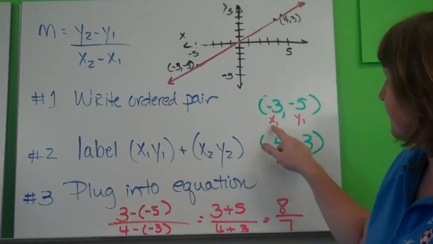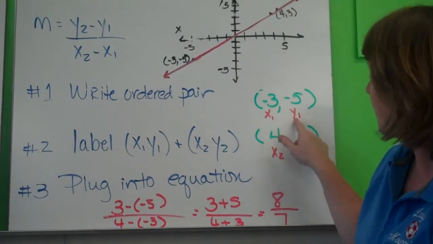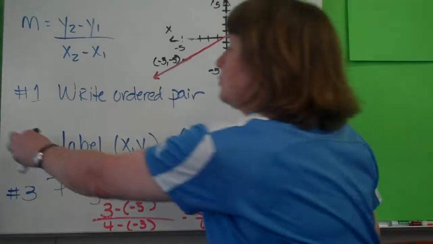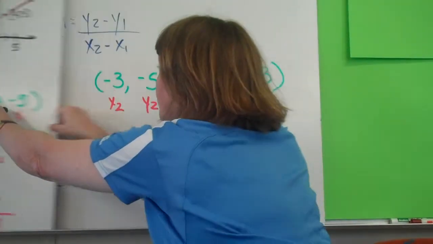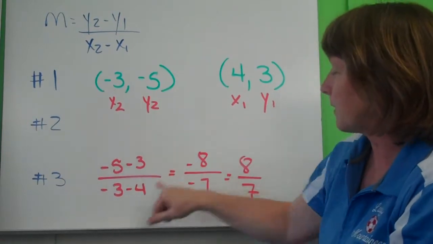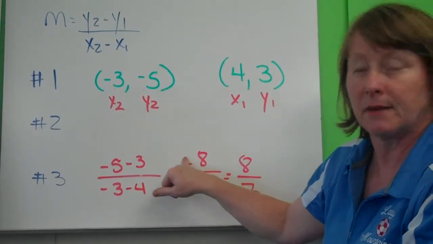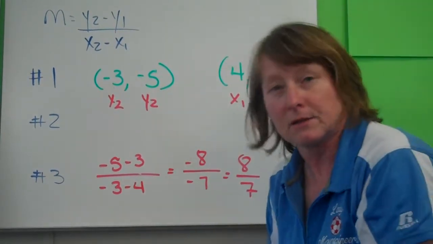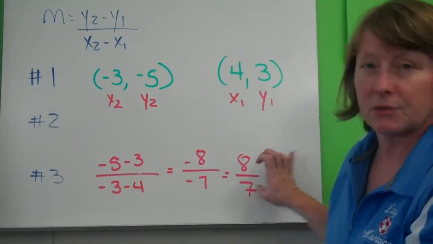Now, what happens if I label this x2 and y2, and this x1, y1? Doesn't matter. You should get the same answer if you've done the math correctly. We have them here. I've changed them. We've gone through the equation again. This time you have a negative divided by a negative, which turns it into a positive, and it's still the same slope of 8 over 7.